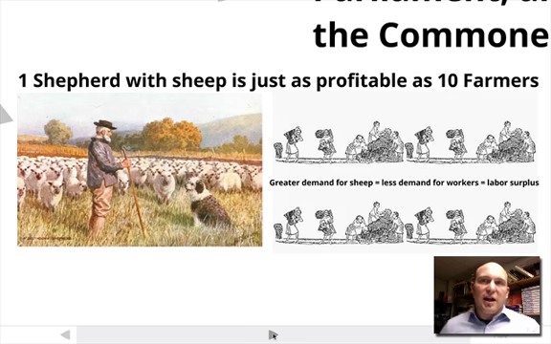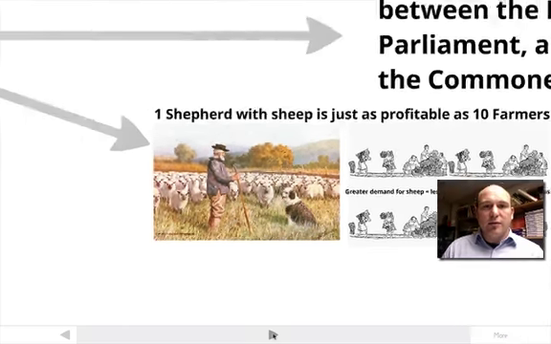anymore. So this led to the rise of a large, propertyless, very poor white working class in England with nothing to do, and many of these people were the ones that came to the Americas.